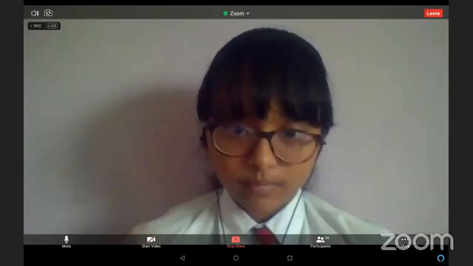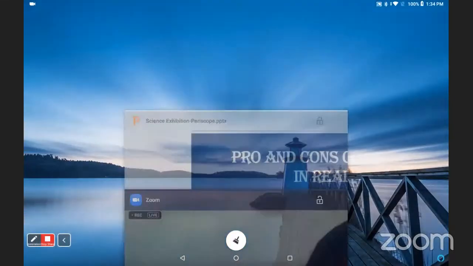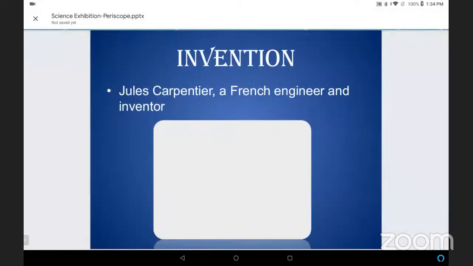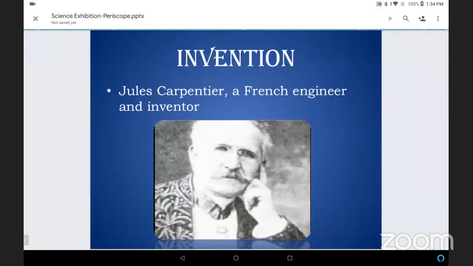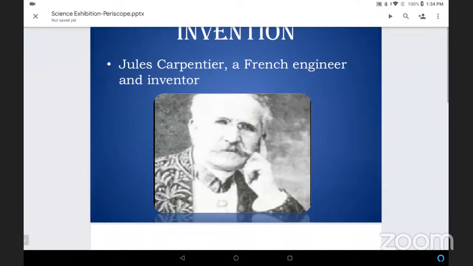Periscopes are generally used in submarines to see what is happening on the surface of water. They are also used in tanks and armored vehicles to see the enemy's movements on the land. The periscope was invented by Julius Carpentier, a French engineer and inventor.